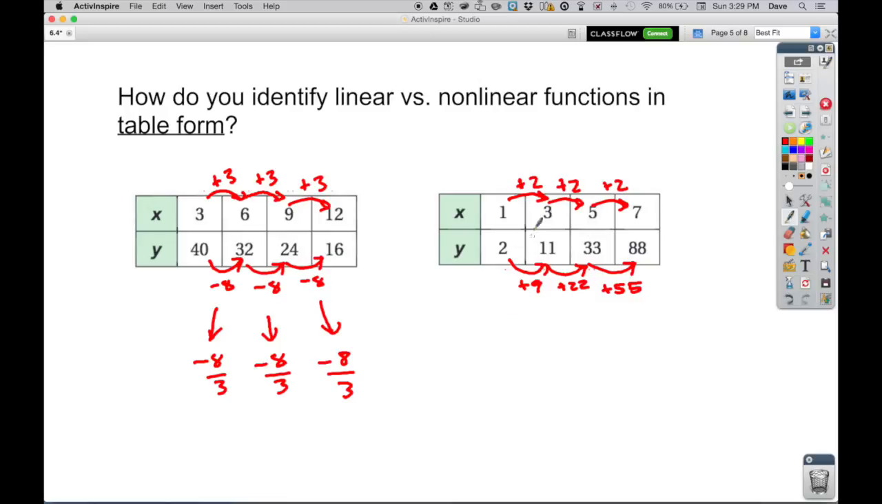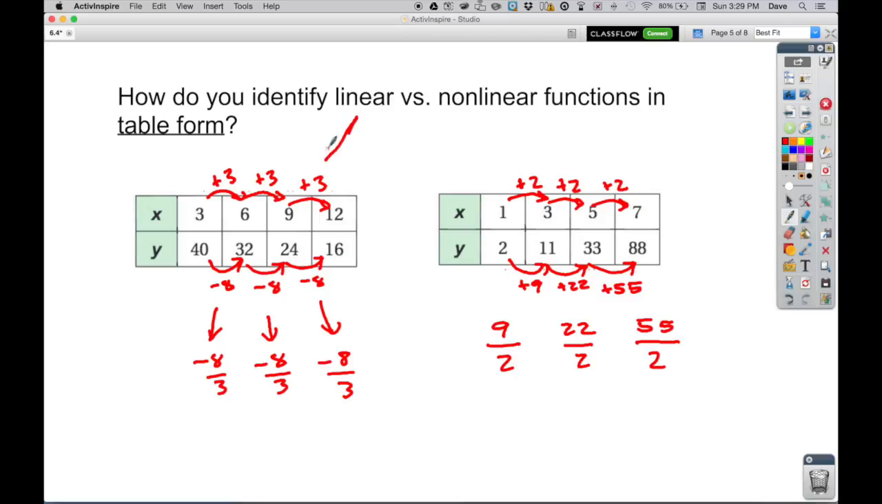So if I were to change these to slope, rise over run, rise is 9, run is 2. This one, the rise is 22 over 2, and the last one is 55 over 2. All right, so as I travel through this table, the slope changes. The slope is not consistent, so this must be some kind of nonlinear function.